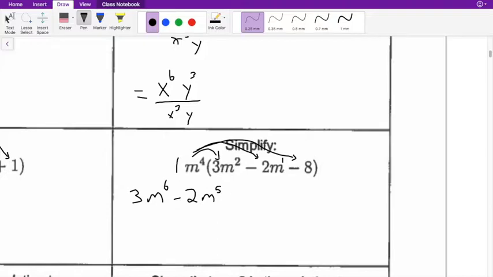1 times 8. Oh, 1 times negative 8 is negative 8. And then m4, there's nothing there, so we're just going to continue that this way. And away we go. No like terms, since all the exponents are different. So that's our final answer.